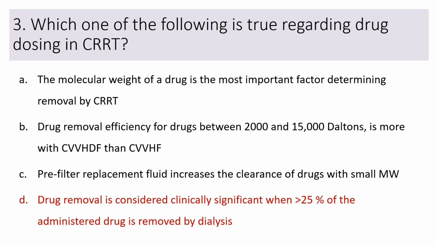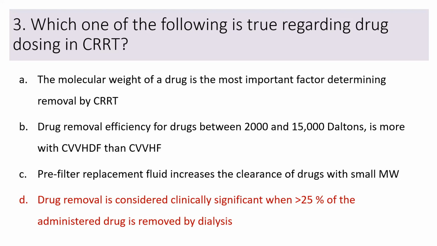Then secondly, the efficiency of drug removal of these molecular weight size drugs is more with hemofiltration as compared to hemodiafiltration. For small molecular weight drugs, if we use replacement fluid pre-filter, it will dilute the concentration of this drug when it is passing through the filter, thereby decreasing the clearance.